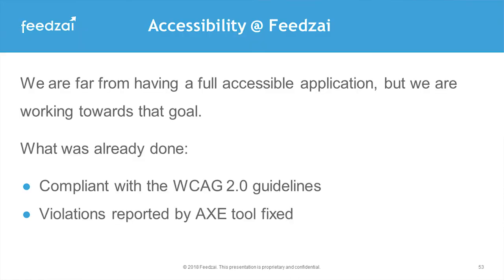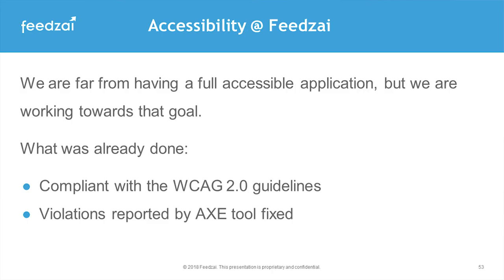Basically, we are far from having a fully accessible application. However, we are going toward that goal. Two things that we did were to be compliant with the WCAG guidelines, which give a classification to your set of colors to see if they are compliant or not, or if people with some sort of visual disability can actually see the text. Another thing was to scan all our application, all our pages, and fix all the violations reported by the AX tool.